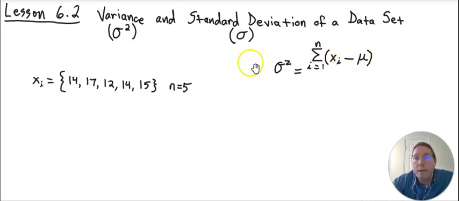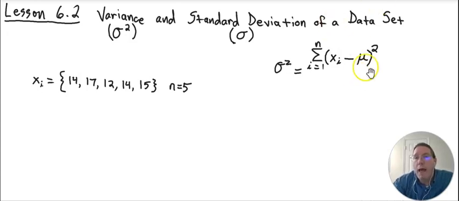So the first thing we're going to need to do to be able to identify the variance is we first have to know the mean. So before we even start doing this formula, the first thing we'll have to do is what we did in lesson 6.1, which is find the mean of the data set, okay? And then we'll take each individual element, subtract the mean from that element, and then we're either going to have a positive number or a negative number. And then we're going to square that number.